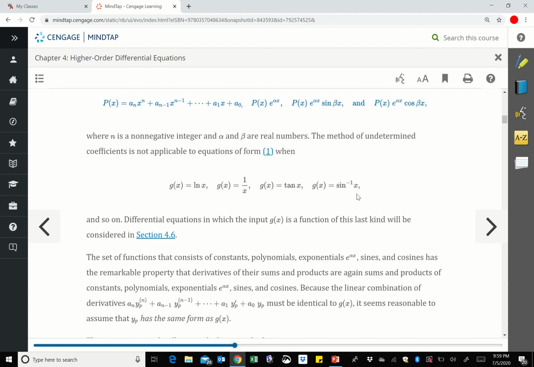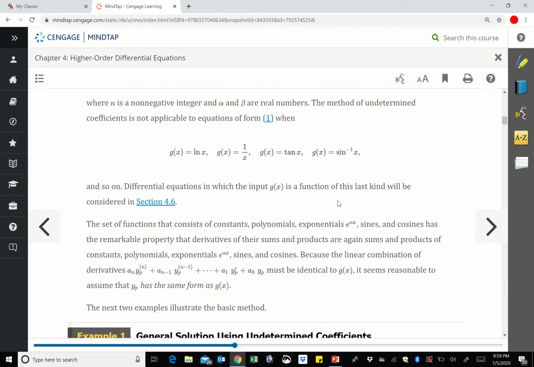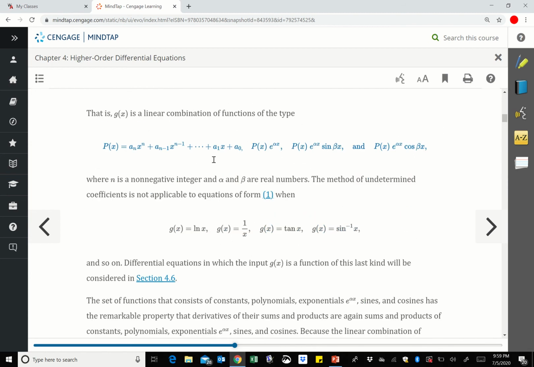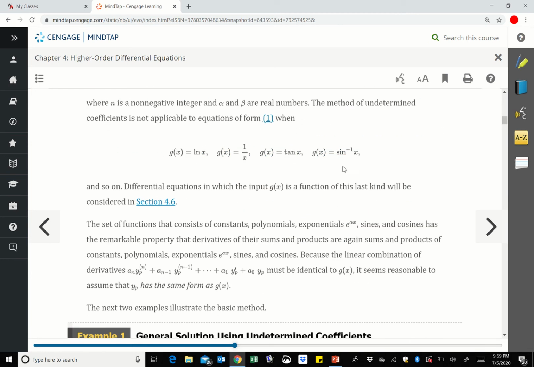The method of undetermined coefficients, which we're going to talk about in this section, would not apply to these types of g of x functions: ln of x, 1 over x, tangent of x, and sine inverse of x. We could still find the complementary solution, the y sub c, using the things we talked about in the last section, but the method of undetermined coefficients would not work for functions of this type.